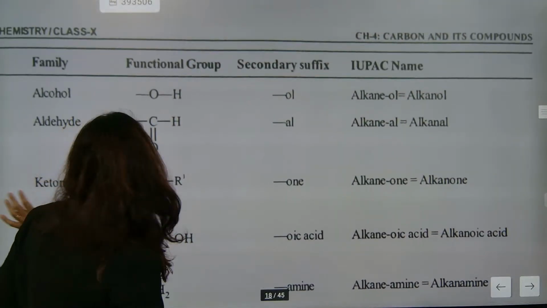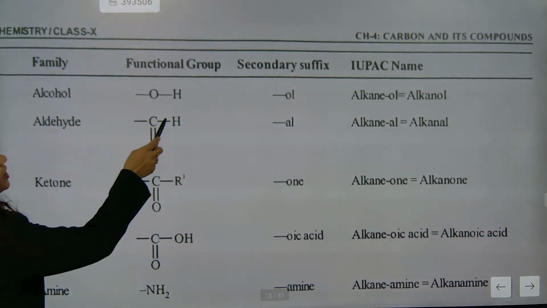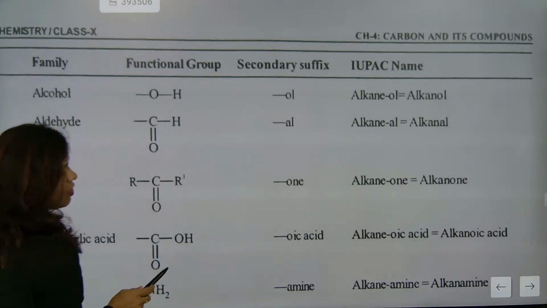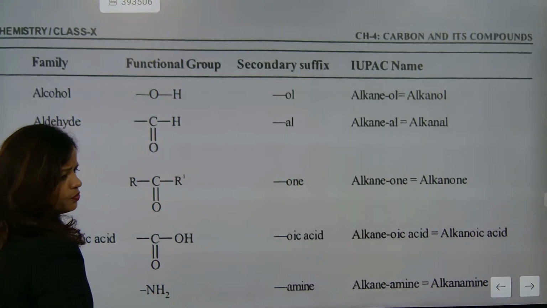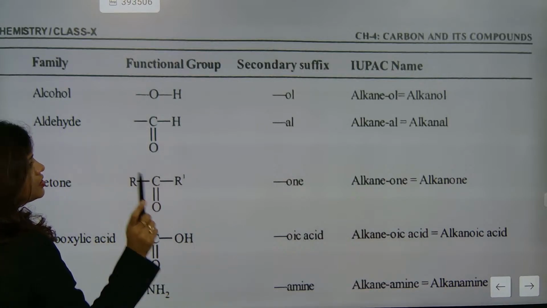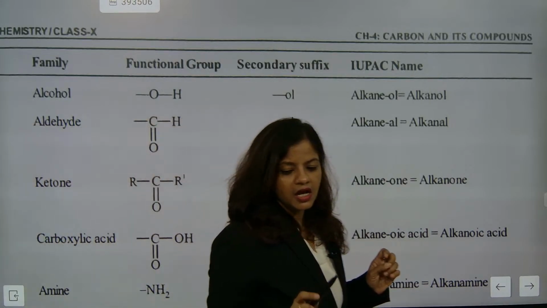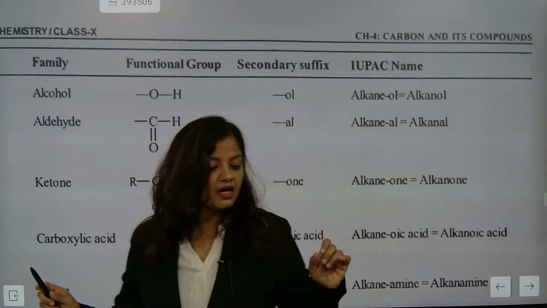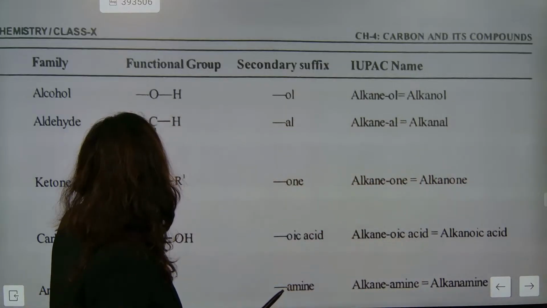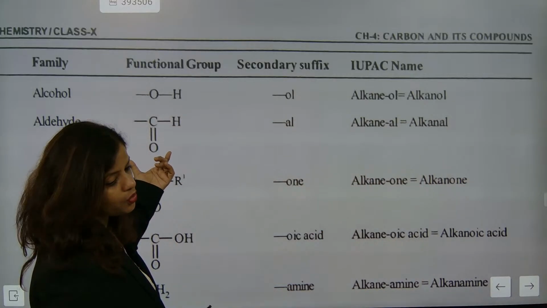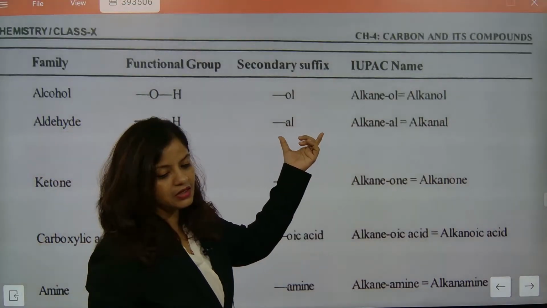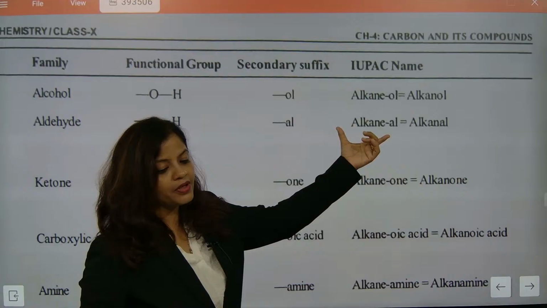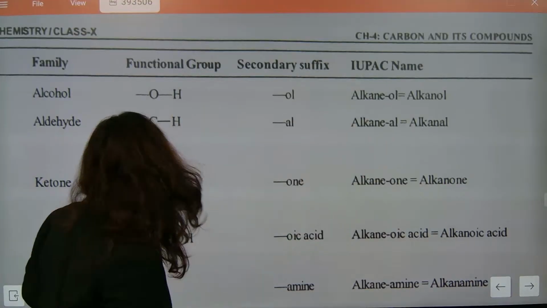Now, family and functional group: in the alcohol family, OH will be there in all, and we call it alkanol. In IUPAC naming, it will be considered as alkanol. Aldehyde will become CHO. CHO means al. In the name, we add al. Remember, this will become alkanal.